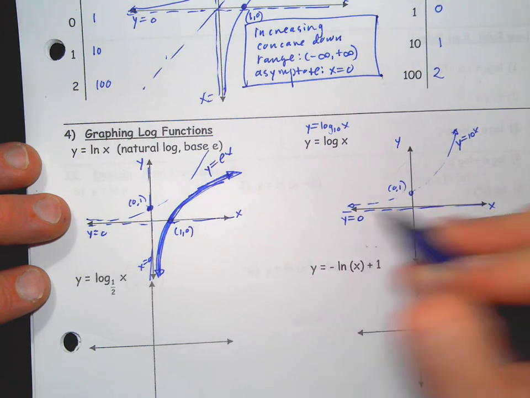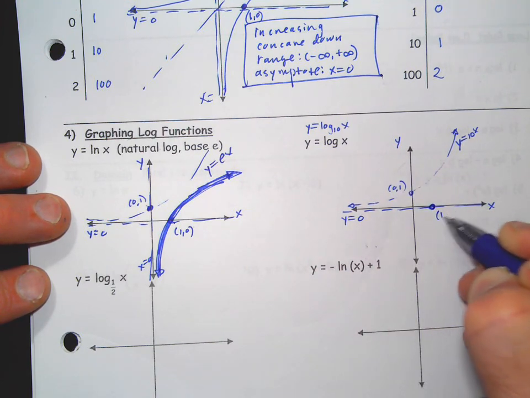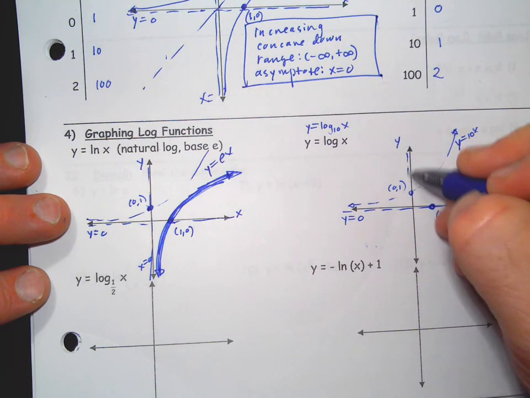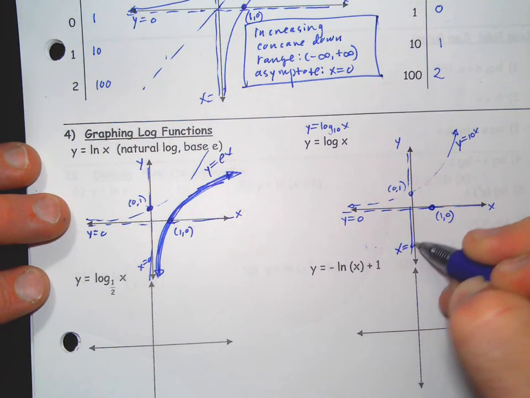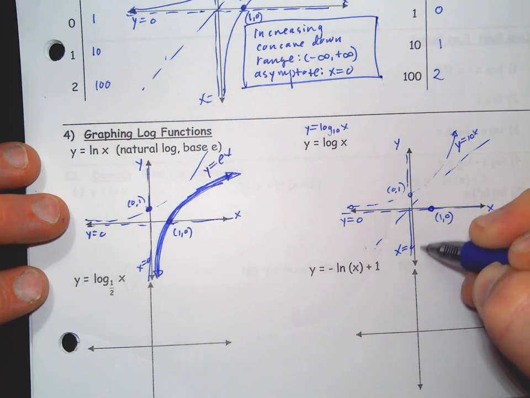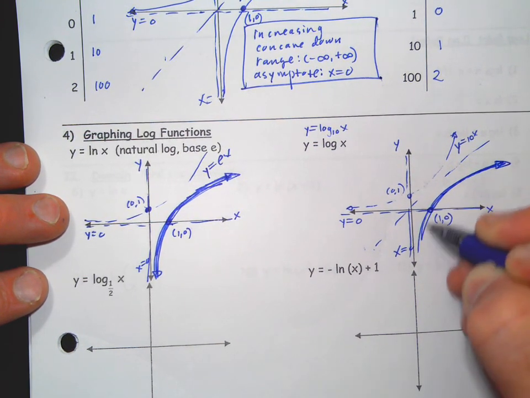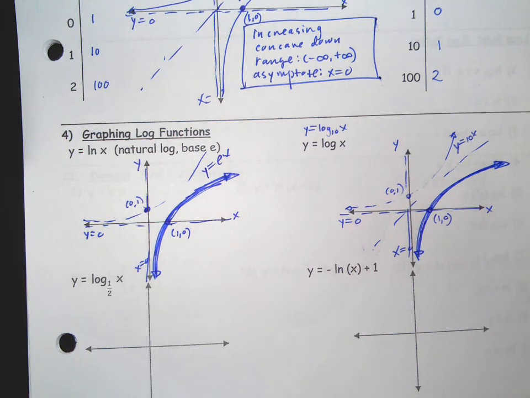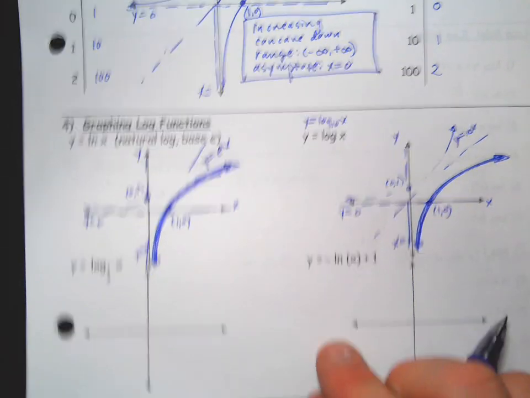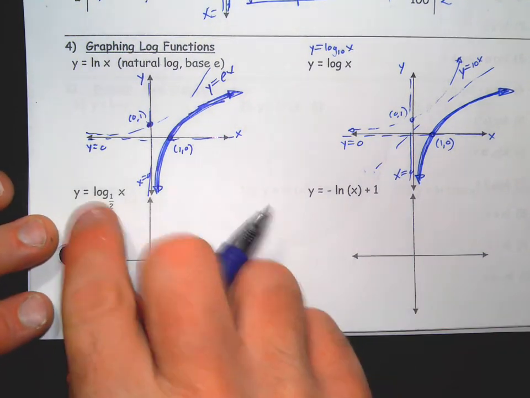And then flip 1, 0, x equals 0. You can even draw this line in here if you want, and it looks like this. So that's how we do it. Now, this one's interesting.